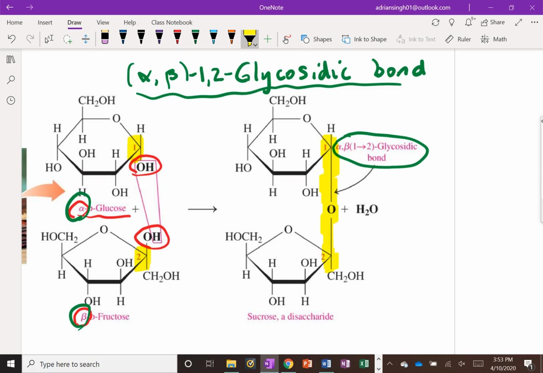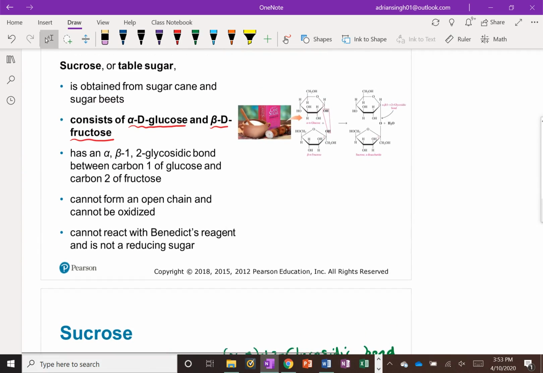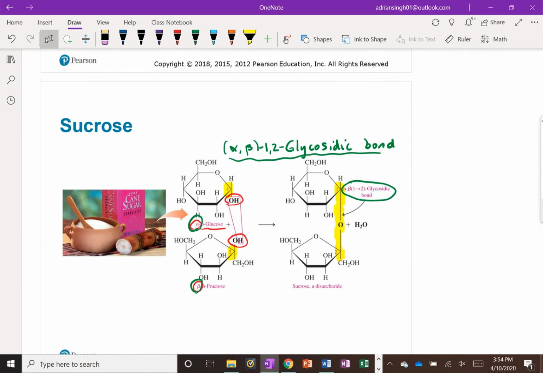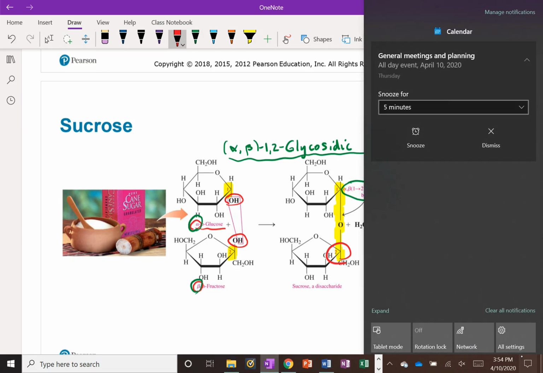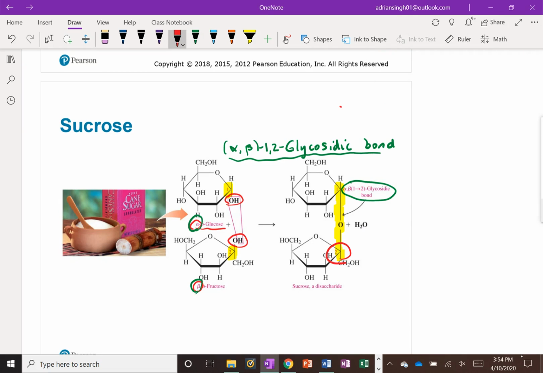All right, so a couple things to note here with sucrose that is very different than both lactose and maltose, and that is that sucrose cannot form an open chain, and thus it cannot be oxidized, which means it is not a reducing sugar. And the reason is that this carbon here, that would normally be free to open up in a normal disaccharide, is actually locked into this glycosidic bond, so it cannot open up to be oxidized.